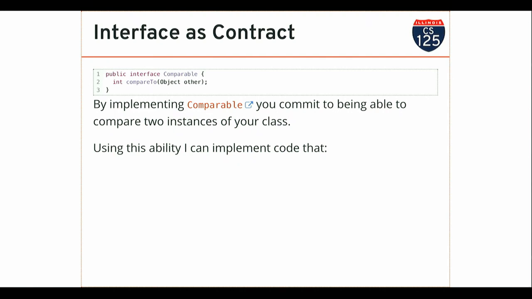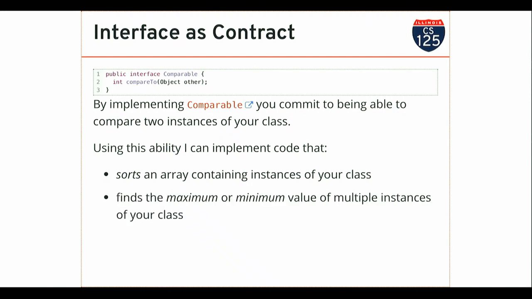Almost done. You might think, why is this so powerful, right? Well, it turns out, if I know how to take two instances of your class and put them in the right order, I can sort an array of objects of that type. I can also find the maximum or minimum of the objects of your type, because that's well defined now. I can also create a data structure called a binary tree that requires the ability to compare two instances. So this single property is surprisingly powerful.